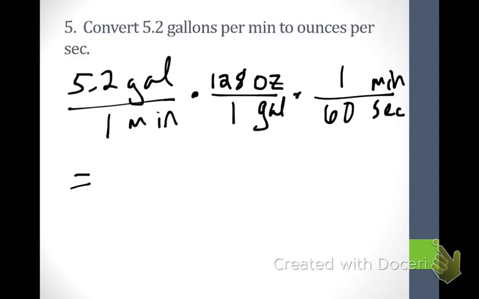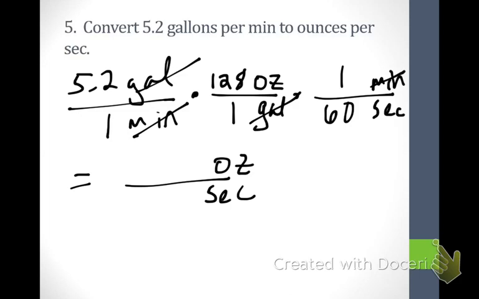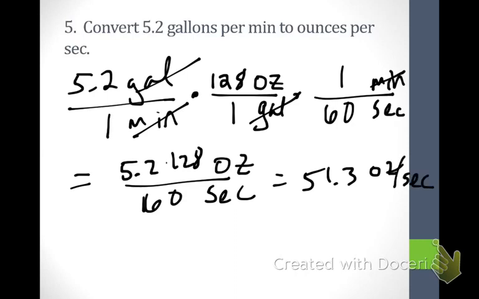Okay, now, just from a unit analysis standpoint, we can cross-simplify. Gallons will divide out, minutes will divide out, and we're left with ounces in the numerator, seconds in the denominator. That's what we want. And so now we have to actually multiply our fractions out. 5.2 times 128 times 1. And then 1 times 1 times 60 is just 60. So now we take 5.2 times 128, divide it by 60 to get to our unit rate. You should get 51.3 ounces per second.